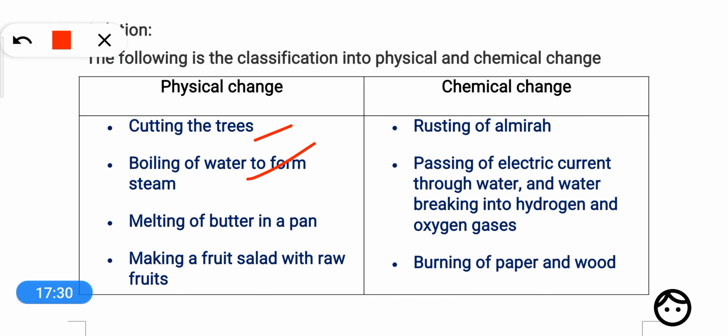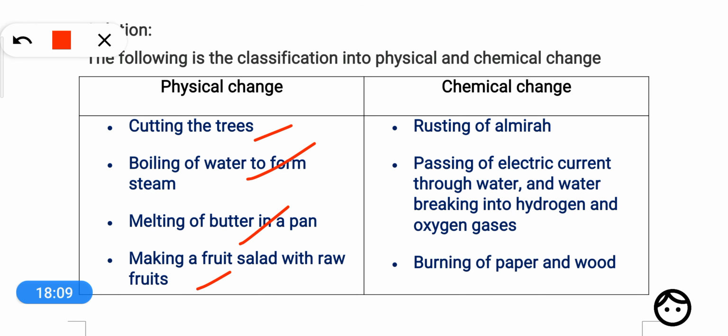Okay, melting of butter in a pan. So initially the butter will be in solid state. When you will heat it, it will convert into liquid state. So butter is still butter, right? So no new substance is formed, right? No chemical reaction is taking place, and because of this it is a physical change only, because only the physical state of butter is getting changed. Okay, now making a fruit salad with raw material. So if you cut some fruits into small pieces, you are just changing the size of the fruits. No new substance is being formed. This is why this is a physical change.